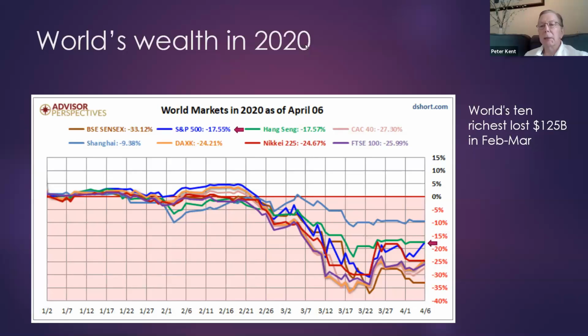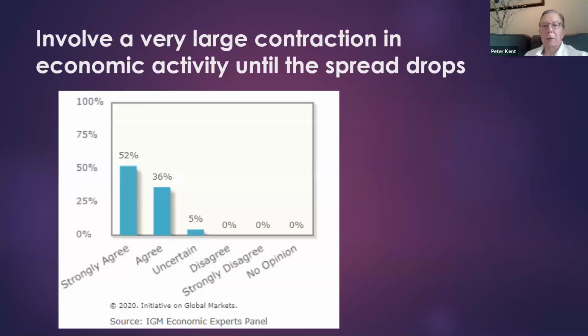And I doubt too many of us are concerned about the wealth of the top 10 richest people, but they did lose $125 billion in the month of March. I'm sure they've got plenty to buy coffee, but it's a disappearance of wealth that has an impact on one's spending ability.